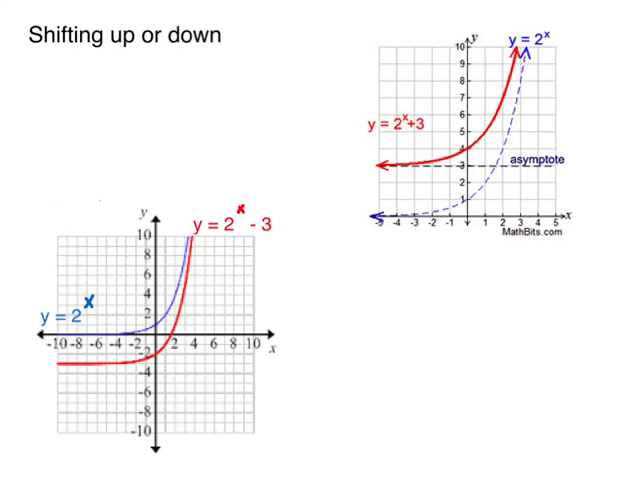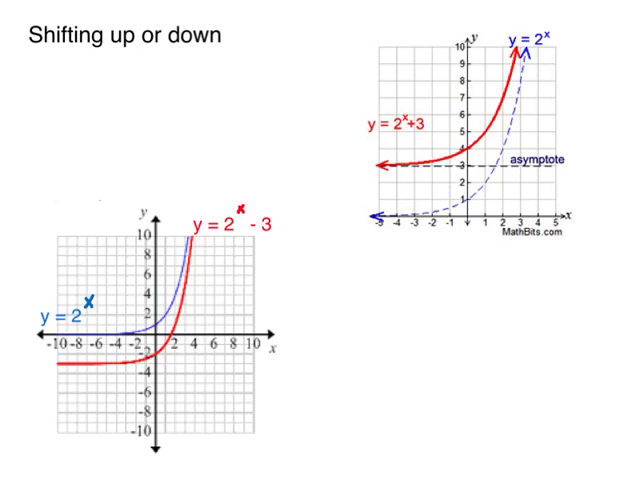Let's take a look at a situation when we are shifting up and down. Again, here's the parent function, 2 to the x. But when we add a +3 at the end, what it does is it shifts the graph up 3 units. 1, 2, 3. When we minus 3 at the end, the parent function shifts down 3. 1, 2, and 3. When we shift up and down, the domain does not change because the left and right curve still goes forever. So it's still all real numbers.